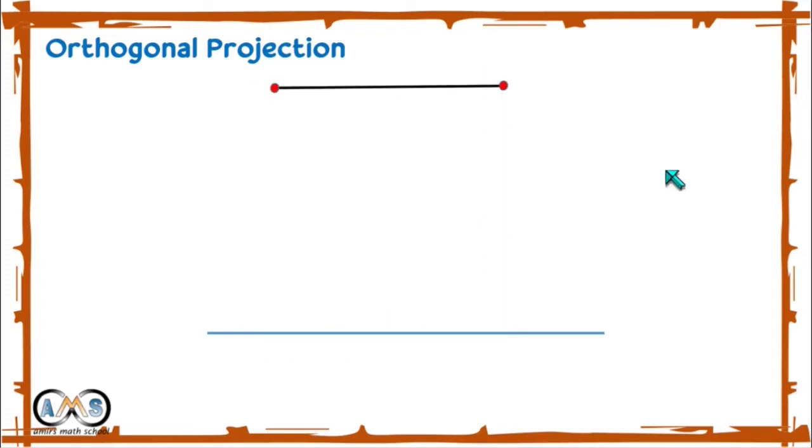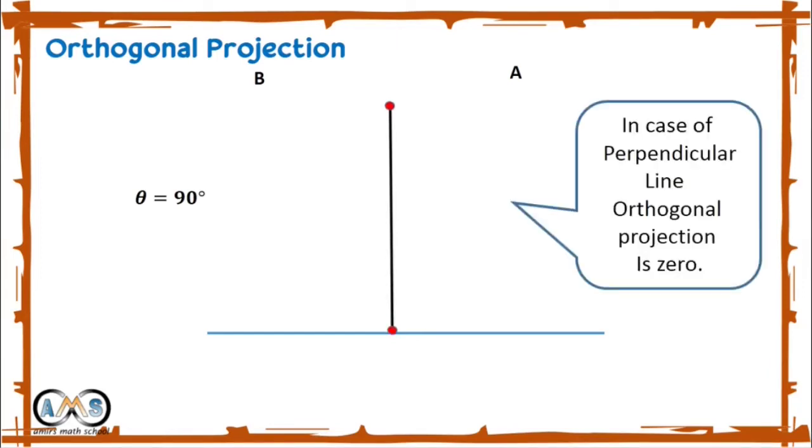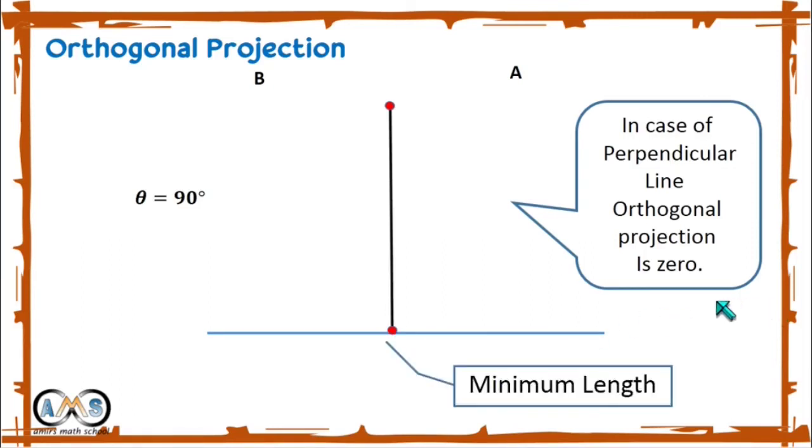And finally, when the given line is perpendicular, that is the value of theta is 90 degrees, in that case we will get the value of orthogonal projection, that is the minimum value, which will be 0. That is, in case of a perpendicular line, the orthogonal projection is 0. Here, the foot of the perpendicular is just a point which has no length. That's why the value of orthogonal projection is 0. In this case, the orthogonal projection of any given line is the minimum length, that is 0.